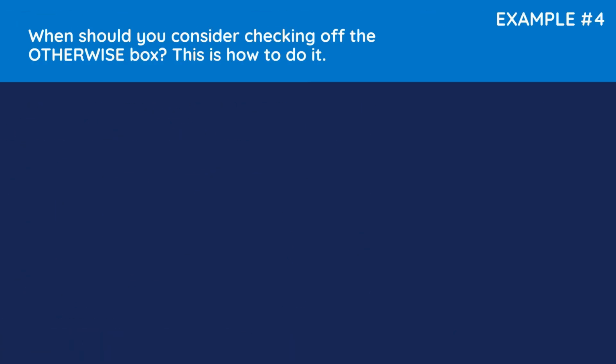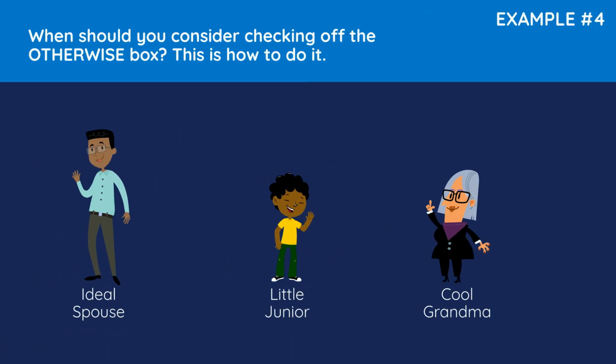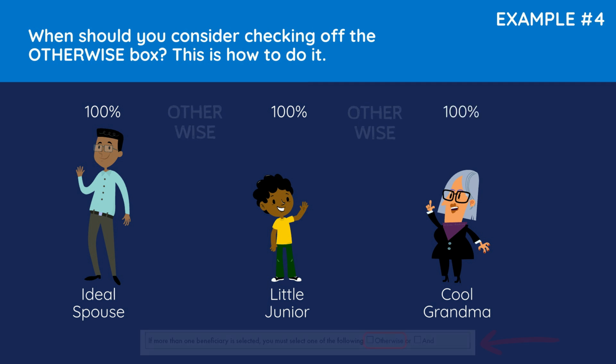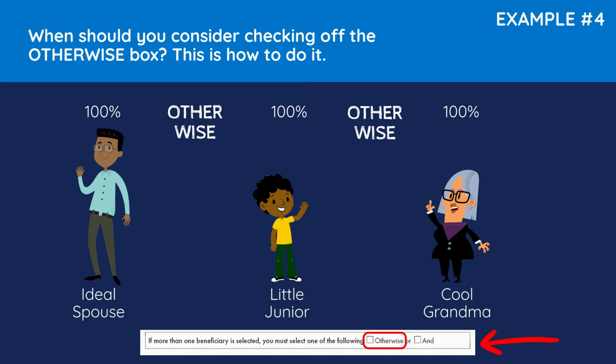When do you check the otherwise box? You can choose to leave all of the benefit to one person, and should that person also be deceased at the time of payment, the next person listed will receive it. So in this example, our ideal spouse will get 100%. But if our ideal spouse is not living at the time of payment, then it will go to little junior. If both our ideal spouse and little junior are not living at the time of payment, then our cool grandma will receive the benefit. This is when you check off the otherwise boxes.